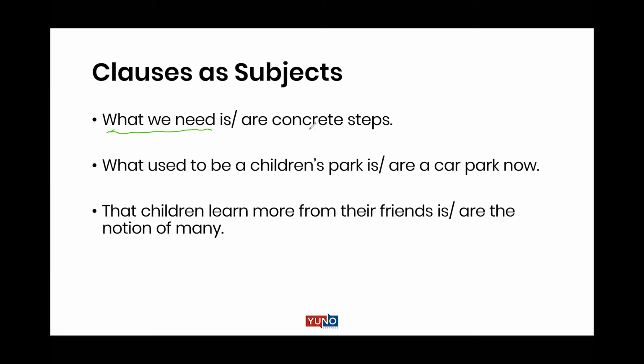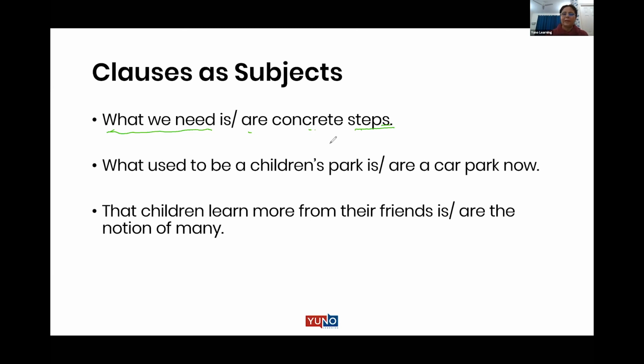Look at this. We are talking about steps. Steps means are. So what we need are concrete steps. What we need is, if I talk about step, what we need is a stringent rule. We are talking about one. What we need are some stringent rules. So if you put plural over here, accordingly, this is are. If you put singular over here, then this is. What we need is this. What we need are those things.